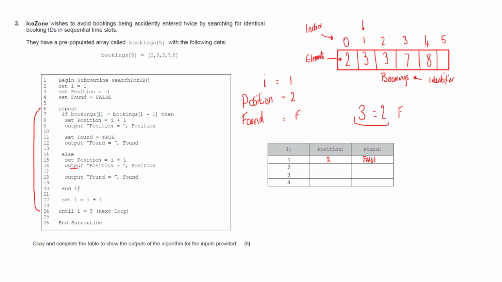End the if statement, and then we jump to line 22, which says set I, so change the variable I, to equal I plus 1. So I is currently 1, we add 1 to it, and that becomes 2.